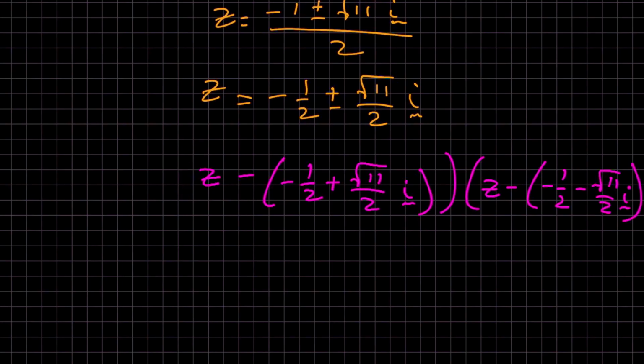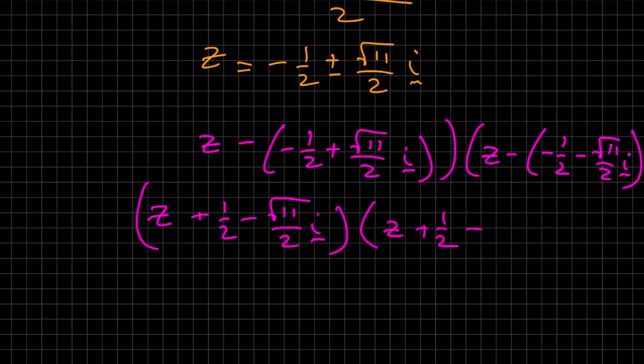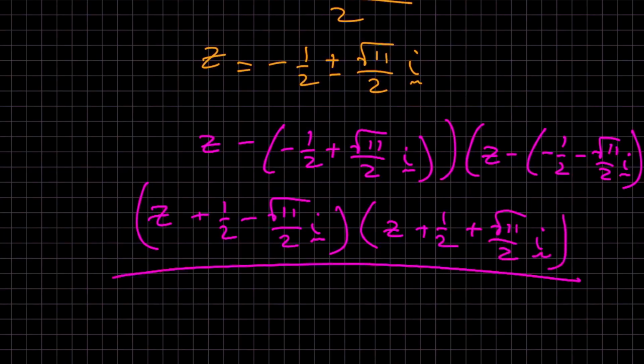Now we can expand this out just to make it a little bit simpler. So let's just make this a little bit neater. So we've got z plus a half minus square root of 11 over 2i times z minus a half plus square root of 11 over 2i. So here is your factorized form of the above equation.